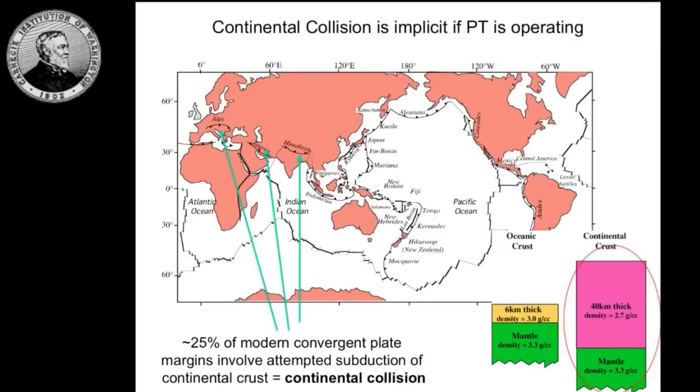So continental collision is implicit if plate tectonics is operating. These are all of the convergent plate margins on the planet today. And of course we've been talking about subduction zones, which surround the Pacific and the Indian Ocean. But as we go farther west in this old closed ocean, we have evidence of continued convergence in the form of great mountain ranges: the Himalayas, the Zagros, the Alps, the Variscan mountain belts.